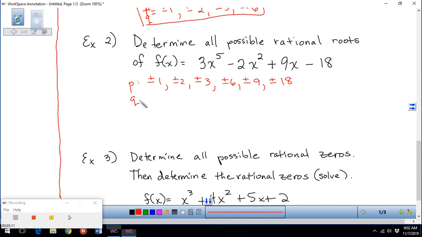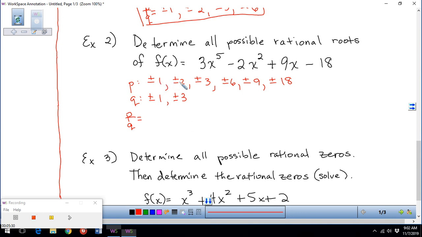Now we're going to list our q's. This time, my lead coefficient is a 3. It's not a 1. So the numbers that will divide into 3 are positive, negative 1, and positive, negative 3. And now we're ready to list out our rational root possibilities. So p divided by q.